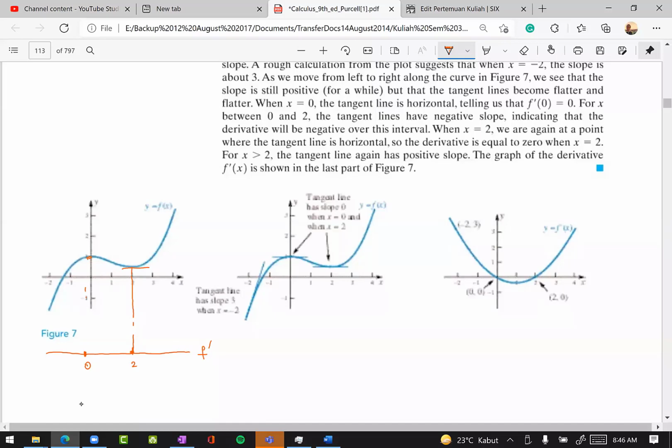And because this is increasing, the derivative is positive. Okay. And between 0 and 2, the graph is decreasing, so the sign will be negative. Because this is increasing, the derivative is positive. Okay, so this is what I call the sign chart. Sign chart of f prime. Okay, so this is what it tells you. So positive slope, negative slope, positive slope.